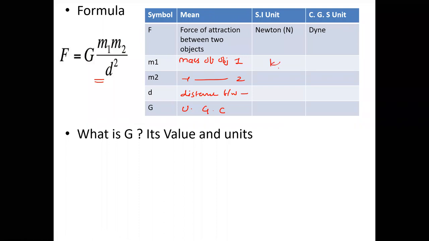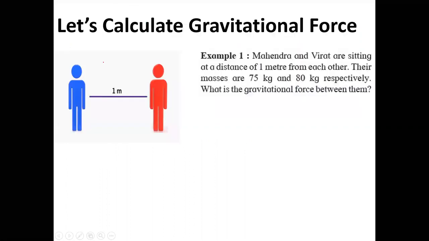Units I can write: kilogram, gram. Similarly, kilogram, gram. Meter, centimeter. Universal gravitational constant ka unit, nahi pata hai, toh kaise derive karna hai? I already told you, so you can do that. Okay, this is your homework, so you can try later on. So now we have one question here. So now we will come to this point now.